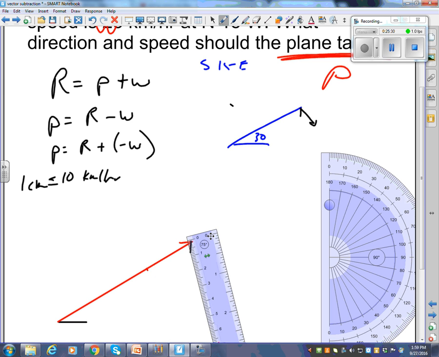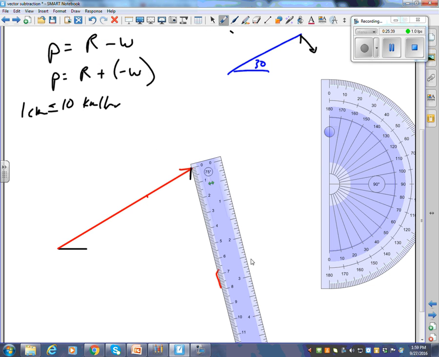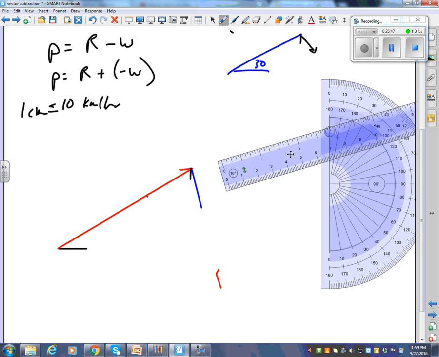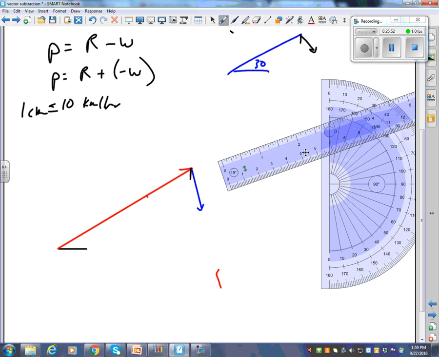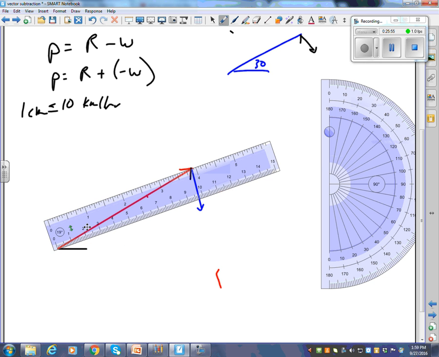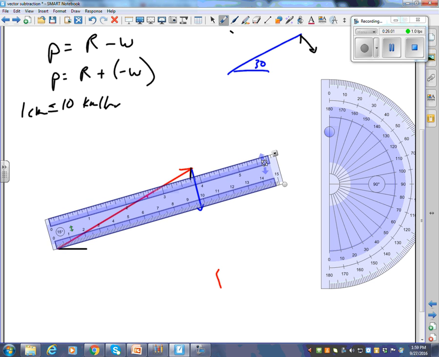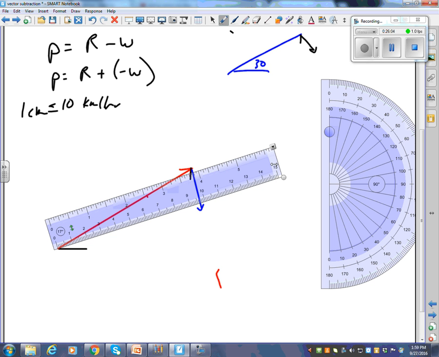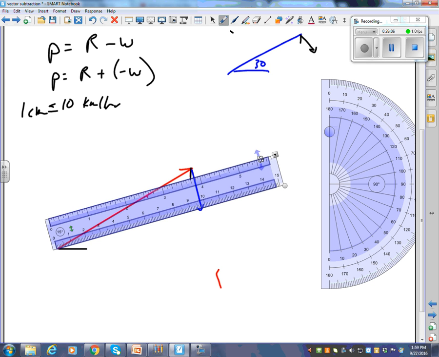How long do I make it? Kaylee, how long should I make it? 2.5. It's a smidge too long. Okay, and then you take your ruler and do what? Connect it, measure it. Okay, so something like that.